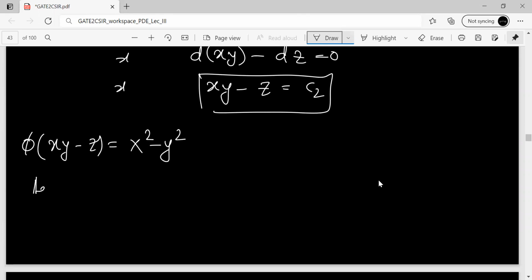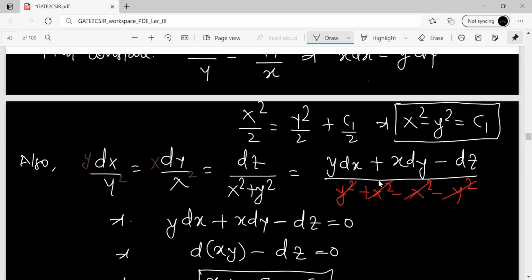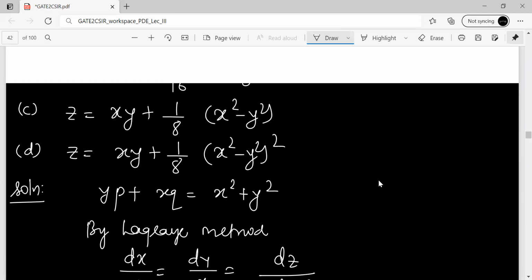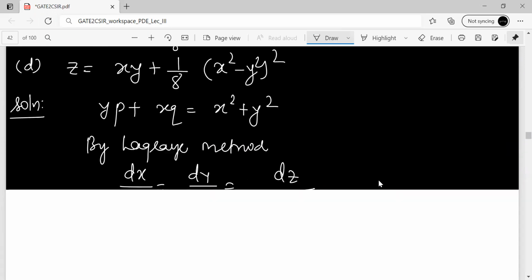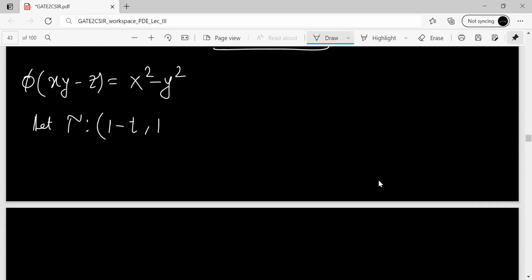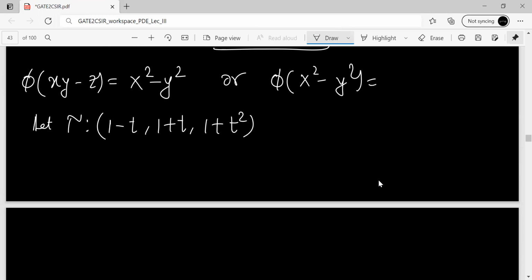Now, let gamma be the surface, the parameterized form of this given curve. So what is given? x is 1 minus t, y is 1 plus t, and z is 1 plus t square. Now we just need to find a relation between them. Or you can write phi of x square minus y square equal to xy minus z. I'll consider this one while solving. So these two are nice equations.